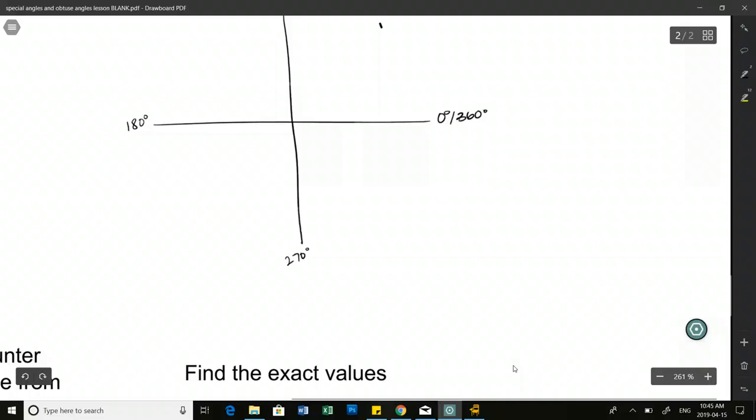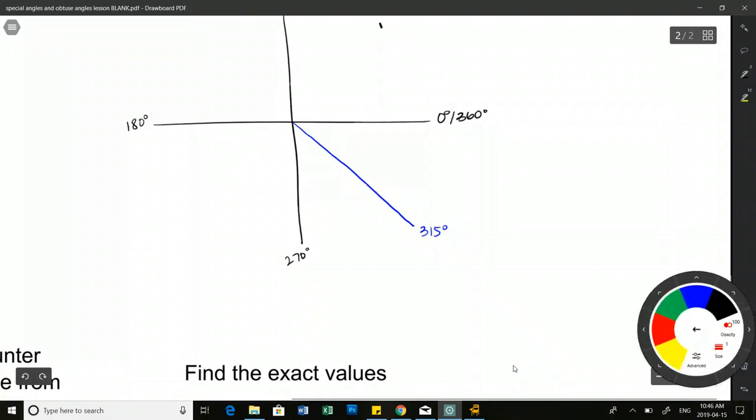So 315 should be about here. And then I want to find the reference angle. This one happens to be closer to 360 than 180. So my reference angle will be in this little slice right here. In order to calculate the reference angle, did somebody do the calculation? Yep. And how did you do that, Isabella? Lovely. 360 minus 315. That gives us our reference angle in there.